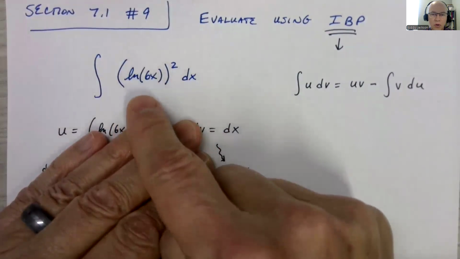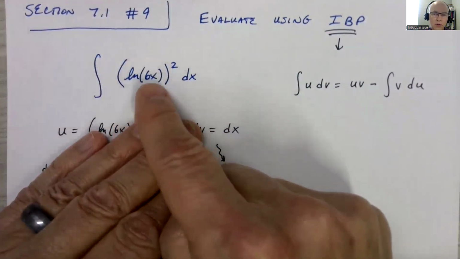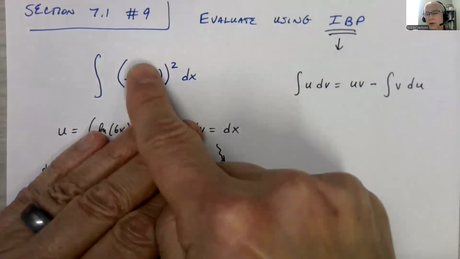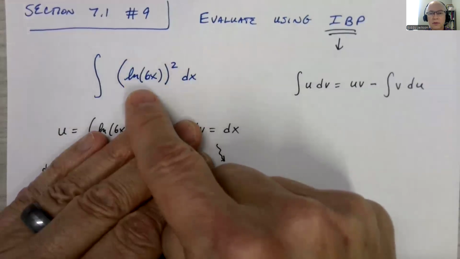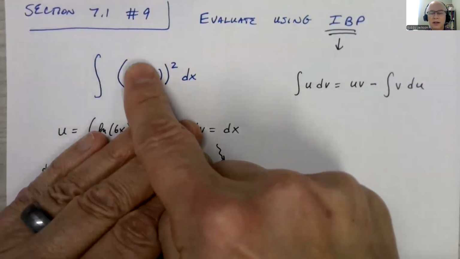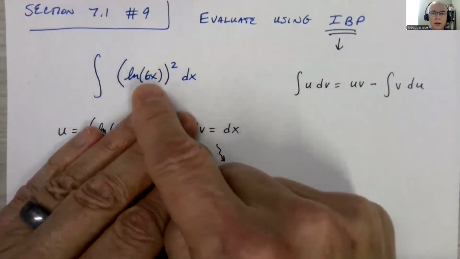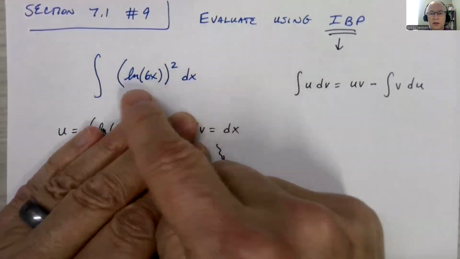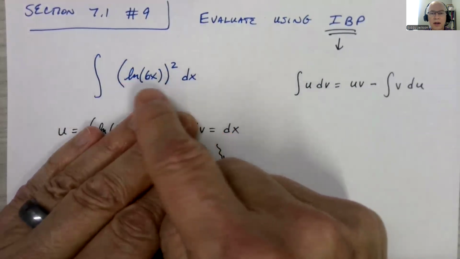If you try just a normal substitution, if you let u be natural log of 6x, there's no du outside of this to take care of us, right? The derivative of the natural log of 6x, or a multiple of that, is not being multiplied by this. And you normally see integration by parts as a product of two or more things. So, where's the product of two things?